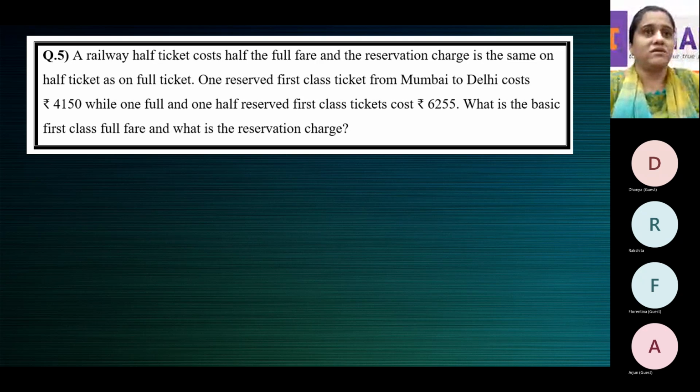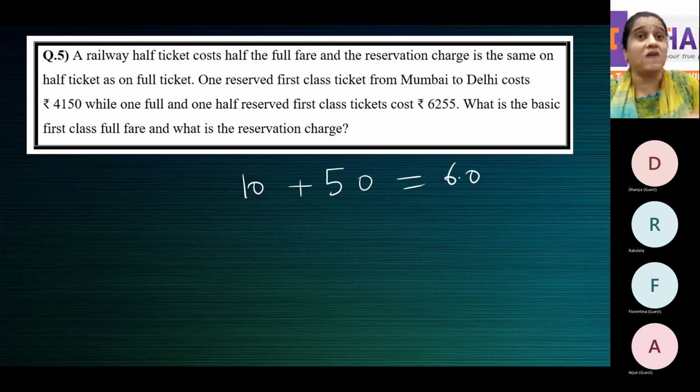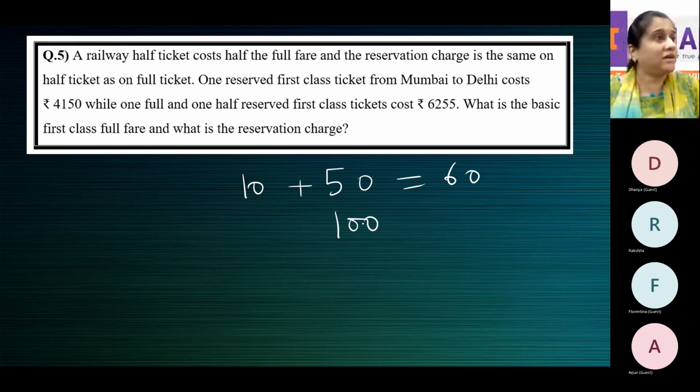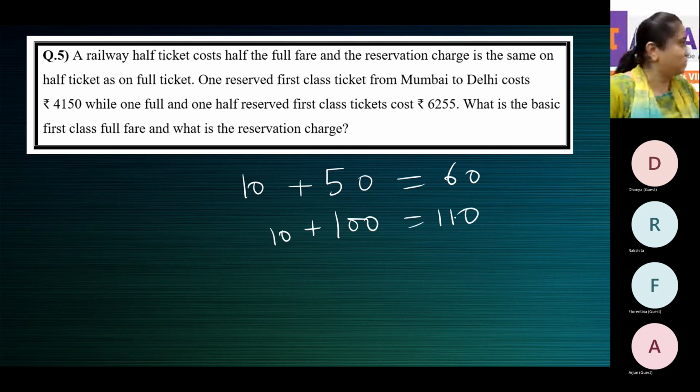That is different. So supposing you buy a half ticket, you will pay 50 rupees for the ticket cost, plus maybe 10 rupees reservation charge. So totally 60 rupees for a half ticket. Supposing you're buying a full ticket, then you pay 100 rupees for the ticket, because it is a full ticket, plus the same reservation charge, 110. Is the situation understood? Okay.